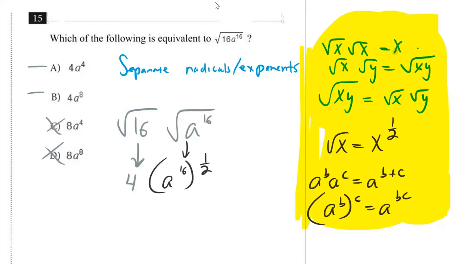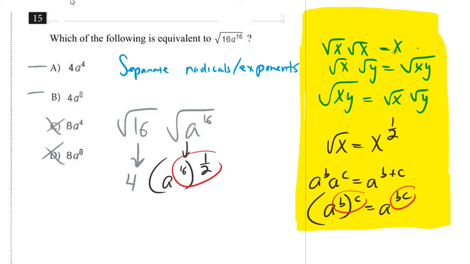And if we have a to the 16th all to the 1/2, the bottommost rule I have there in yellow says that we should be multiplying, just like we multiply b and c here, we should be multiplying 16 and 1/2. So 16 times 1/2 is 8, and we have the 4 out the front, and that's 4a to the 8th, which is b for number 15. Now we can go to number 16.